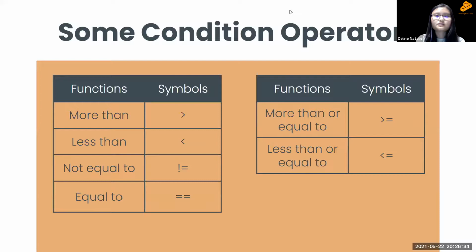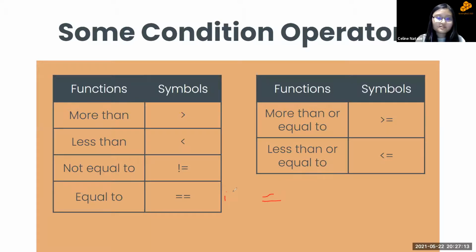There are some condition operators that you can use. This is not an extensive list, but these are some of them. You can use more than, less than, not equal to. Normally not equal to would be this sign over here, but because you can't write that in Python, it is an exclamation mark followed by equals. Then equals to. Do note, one mistake that you might encounter is that normally you write a single equals instead.